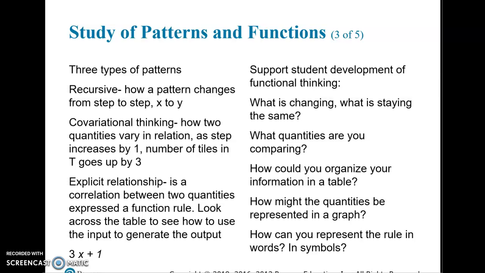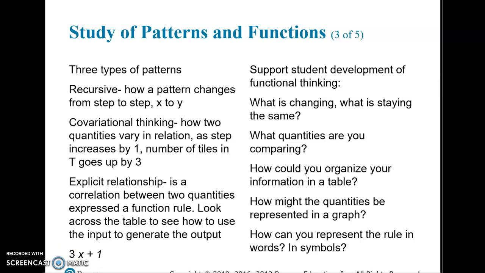Covariational thinking involves noticing how two quantities vary in relation to each other and being explicit in making the connection. In a T pattern, a student might say, as the step grows by 1, the number of tiles needed grows up by 3. The student is connecting how the change in one quantity affects the change in another quantity. The explicit relationship, also called the correspondence relationship, is a correlation between two quantities expressed as a functional rule. In the T pattern, the rule was 3x plus 1.